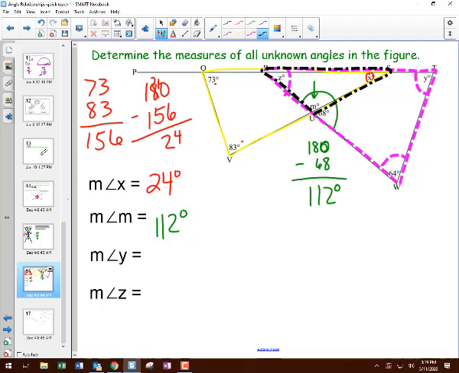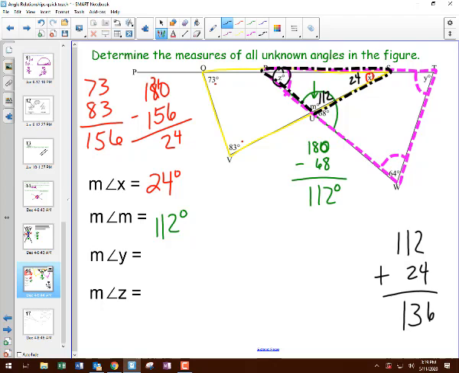I see x, I see angle m, and I see angle z. It's getting a little messy up there, so I'll try to keep this clean. But we know what x is. Remember, this was 24. We also know m. This was 112. We don't know z. That's what we want. So if we added these together, 112 plus 24, looks to me like 136.